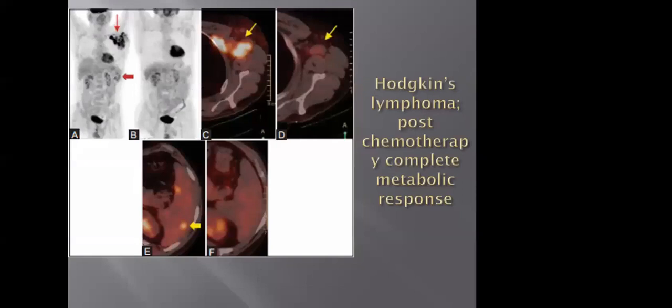This was a case of NHL after chemotherapy. Now this is very interesting. You can see that pre-treatment there were big axillary nodes. There were splenic lesions which were quite positive on PET, but after the treatment the nodes have regressed, the spleen lesions have vanished, but the axillary node is still quite a big node. But because there is no PET uptake, we can definitely say that this is a complete metabolic response.